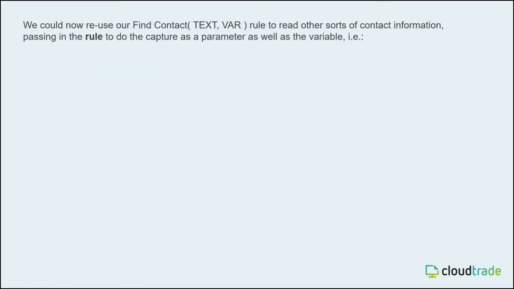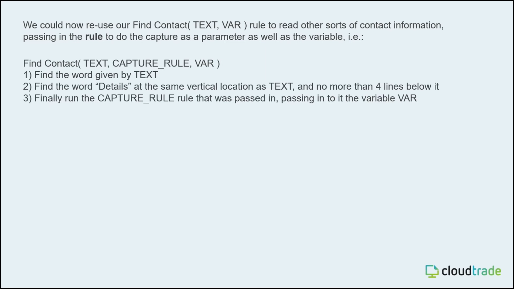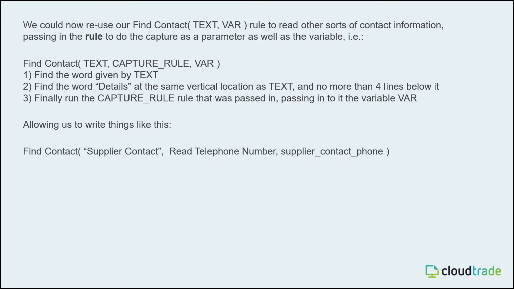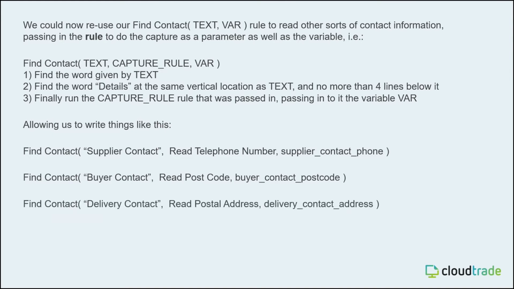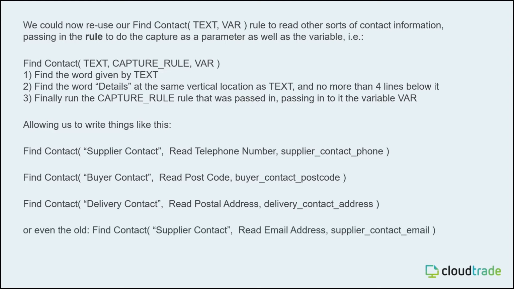We could now refine find contact to allow us to use it to read other things rather than email addresses. In other words, add a third parameter, which I've stuck in the middle here, and that third parameter is a rule, the name of the rule. That would allow us to write things like this. Find contact for the supplier contact for their telephone number, or the buyer contact's postcode, or the delivery contact's postal address, or even the one that we did before with the email address. So all reusing that find contact rule.